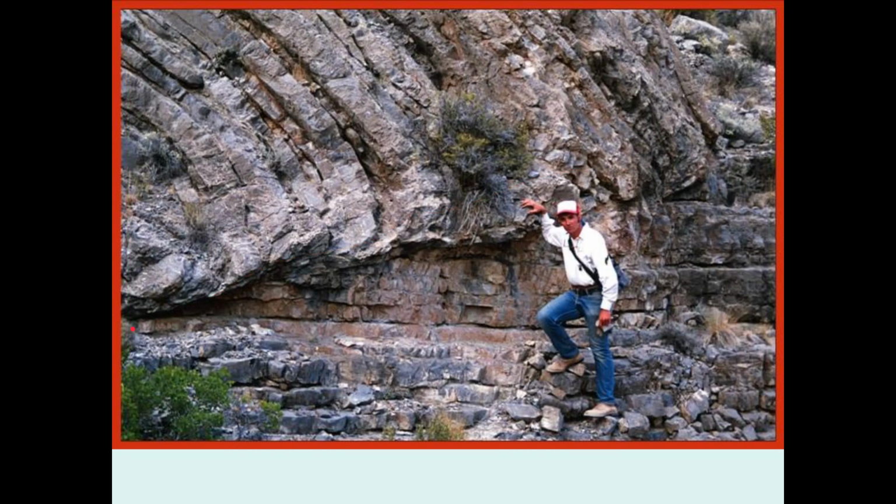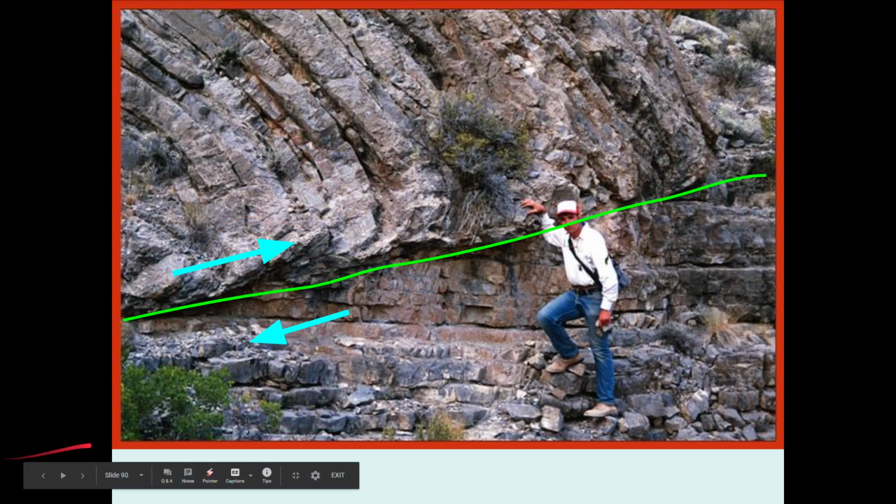And here's one in real life. You can see the fault is right there. These layers are bending, and who knows how long this stuff has traveled. I don't know if these layers actually go to these layers. These layers could go to layers that are way down off the screen somewhere. So there could be a whole bunch of offset.